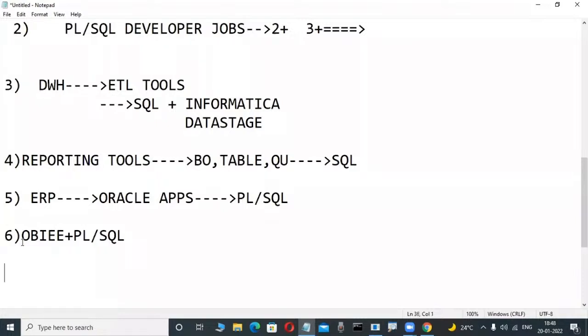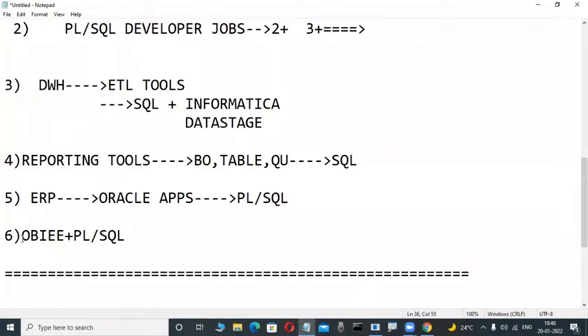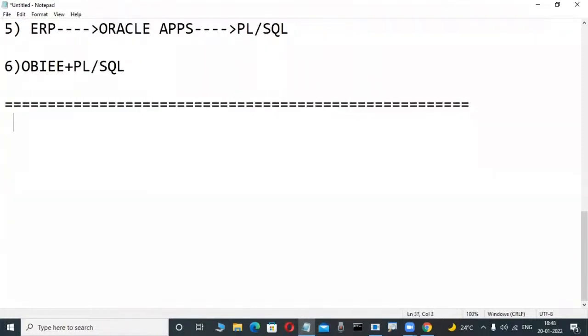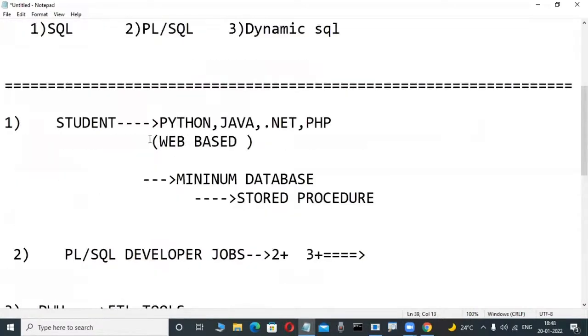Again, different persons: suppose you are not interested in the programming side, and you want the administration side for jobs. In that case, DBA courses are there: Oracle DBA, SQL Server DBA, MySQL DBA, database administration courses. These persons also need minimum SQL knowledge before learning those courses, so they also learn these types of courses.